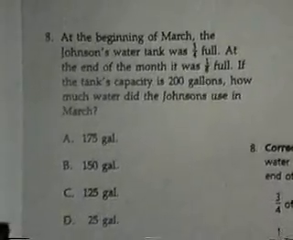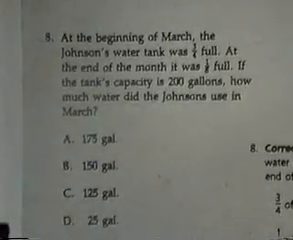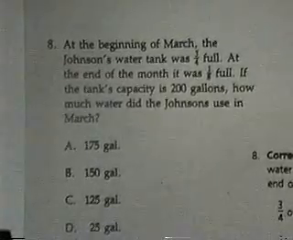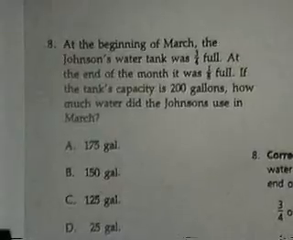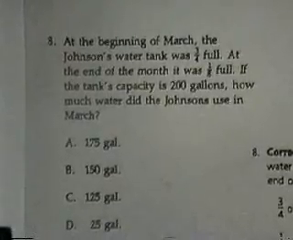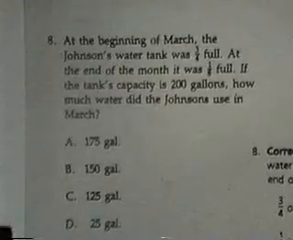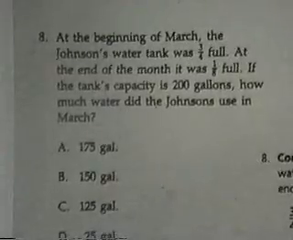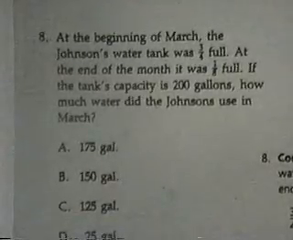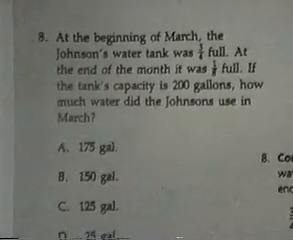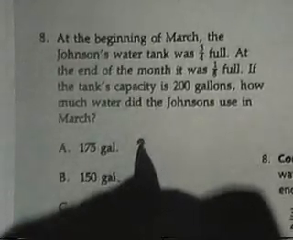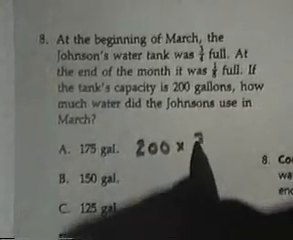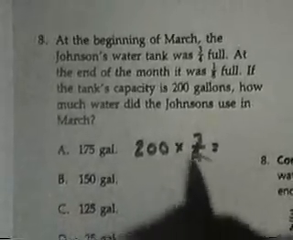Next example says, at the beginning of March, the Johnsons' water tank was 3/4 full. At the end of the month, it was 1/8 full. If the tank's capacity is 200 gallons, how much water do the Johnsons use in March? Well, wait a minute. Let's read it again. It says at the beginning of March, the tank was 3/4 full. And let's see, go down 2 more lines. It says the tank could hold 200 gallons. So that means at the beginning of March, we would have 200 gallons times 3/4 to find out, before going to that, 50.